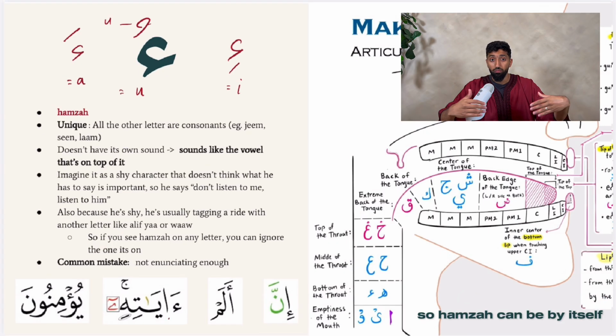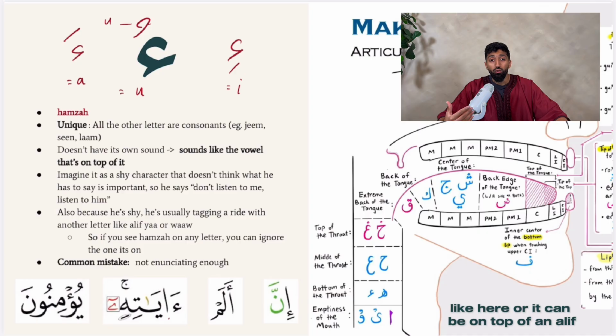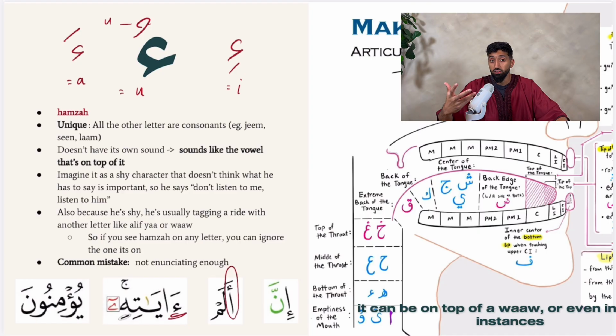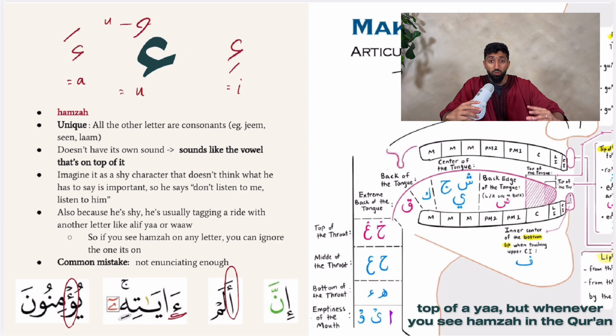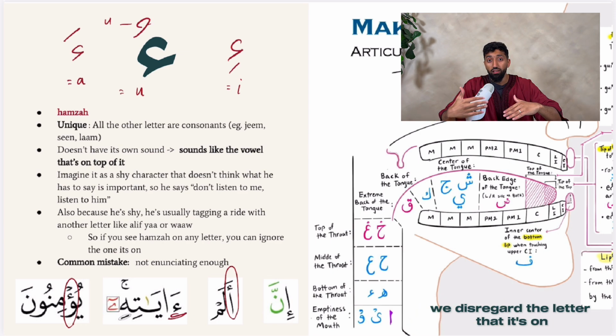So Hamza can be by itself, like here, or it can be on top of an alif, it can be on top of a waw, even in some instances on top of a ya. But whenever you see Hamza in the Quran on top of any letter, it doesn't matter. We disregard the letter that it's on, and we just treat it as a Hamza.